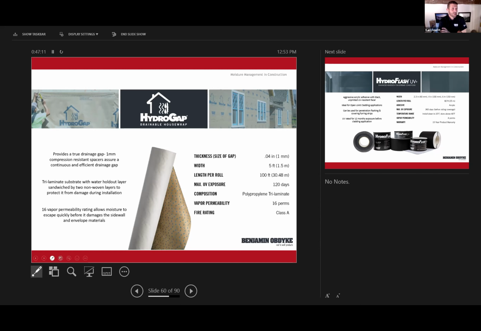So this is our leading product in this space. And if you can see in that picture, it has these blue dots or spacers. Those are compression resistant. And that's really important because there are some drainable house wraps out there today that simply aren't compression resistant. So when you put the siding on, the drainable house wrap flattens out, not super drainable at that point, right? So you've got to have that compression resistance. And that allows 96% of bulk water that gets in there to simply drain out of the wall assembly.